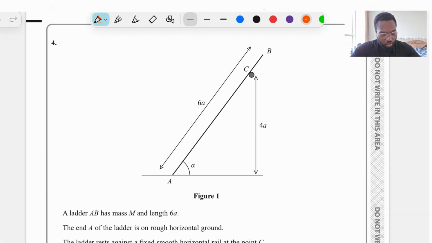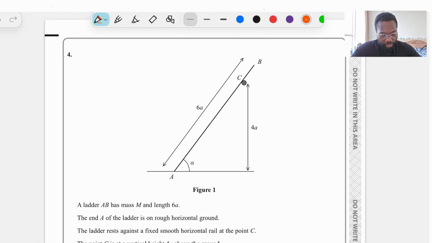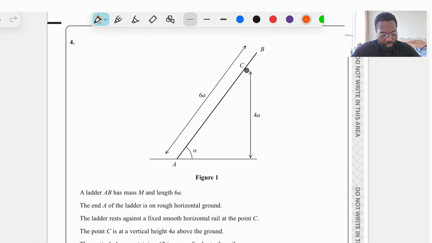So part 4, we have this ladder AB. It has a mass m and length 6a. Again, they tell us it has a length 6a, which means that most likely we're going to have to use moments. We're told the end of the ladder is on the rough horizontal ground. So we're going to have friction on the ground at A. The ladder rests on a fixed smooth horizontal rail at the point C. So we're going to have a normal reaction at the point C.